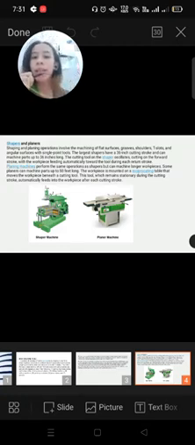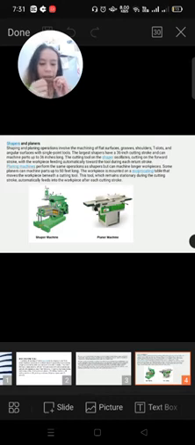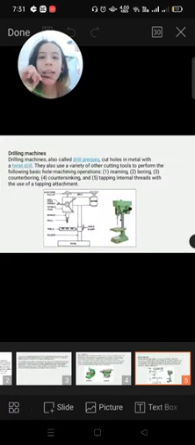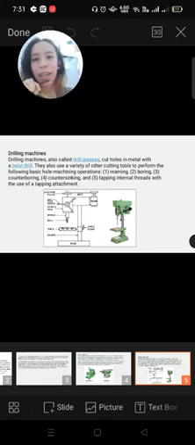As you can see in the picture, there is a shaper machine and then the planer machine. This one is the shaper on the right and then the left. Am I right? Right is the planer, left is the shaper.